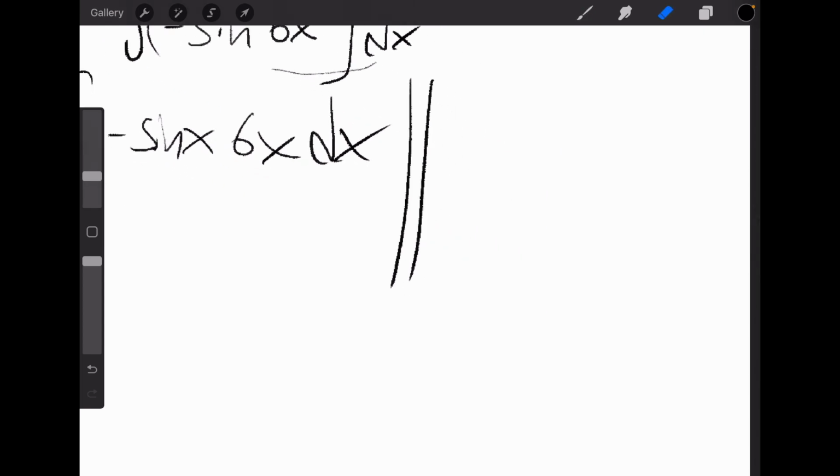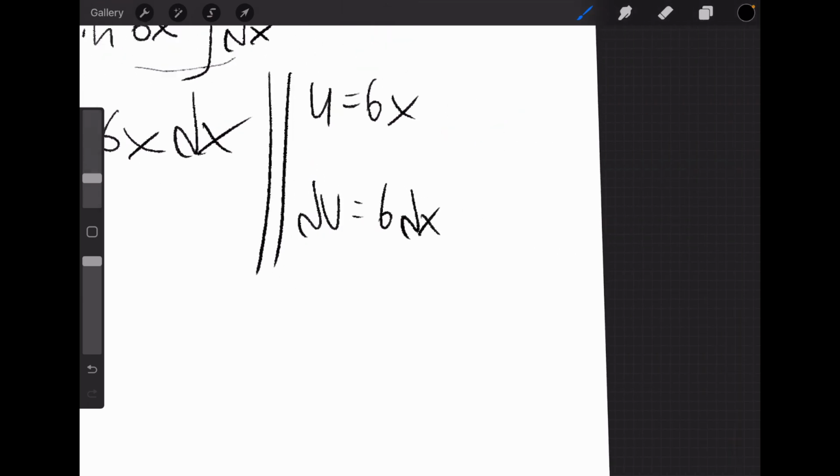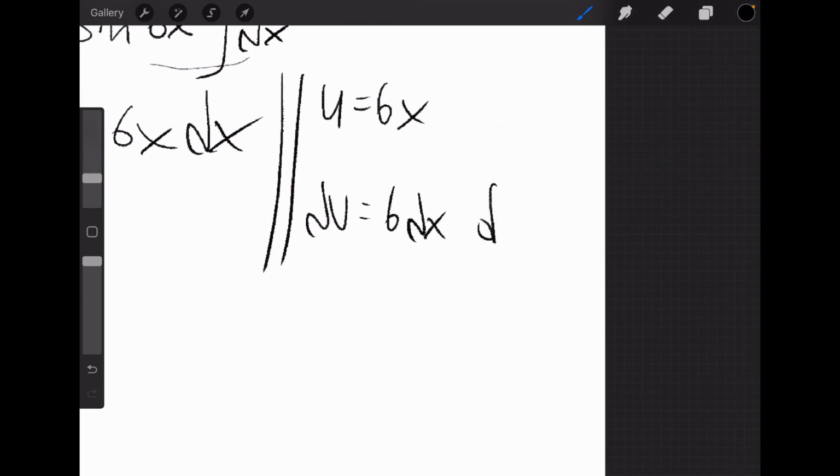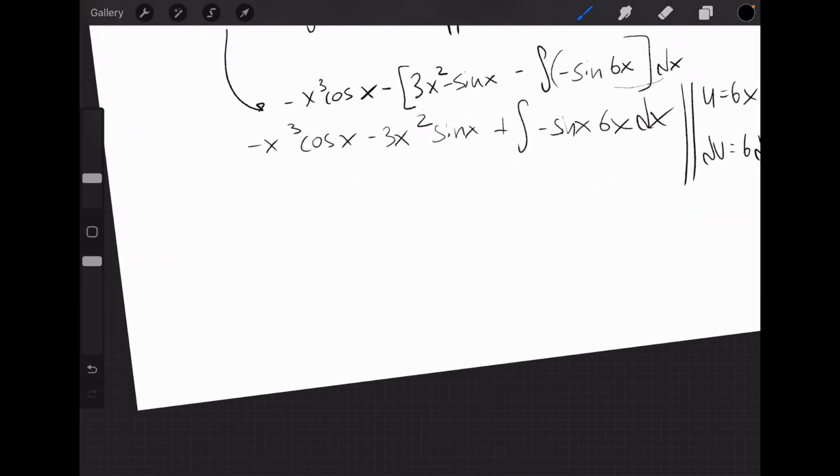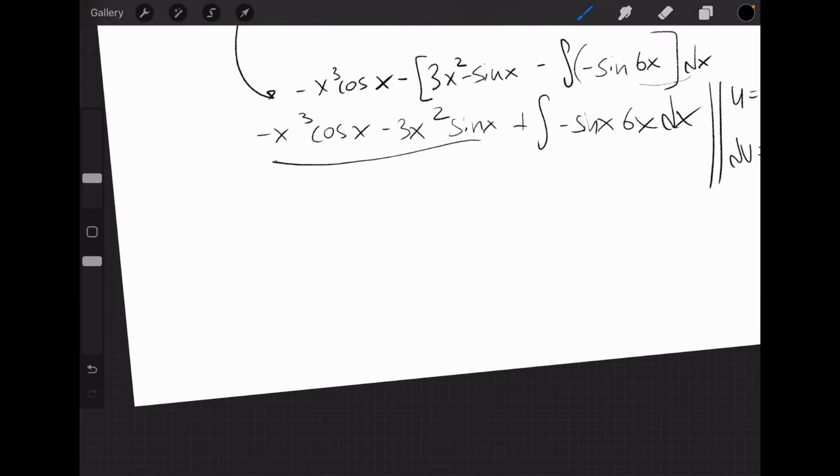So again, u equals 6x, du equals 6 dx. dv is equal to negative sine of x dx, and v will equal cosine of x now. So we made like a full loop in the trig, kind of. So now let's write all of this, bring it down here.